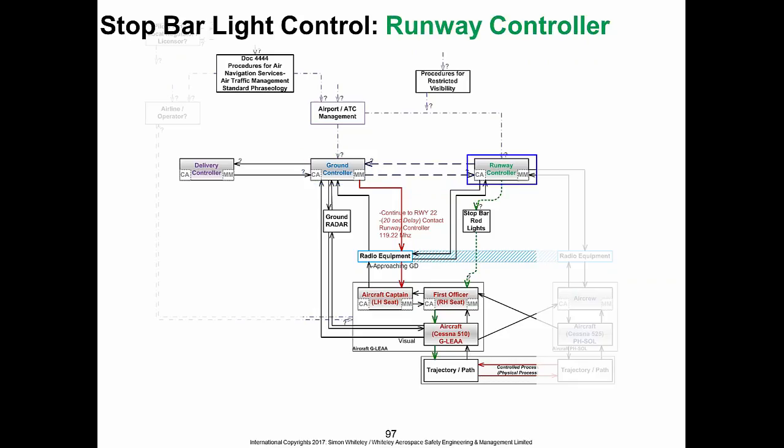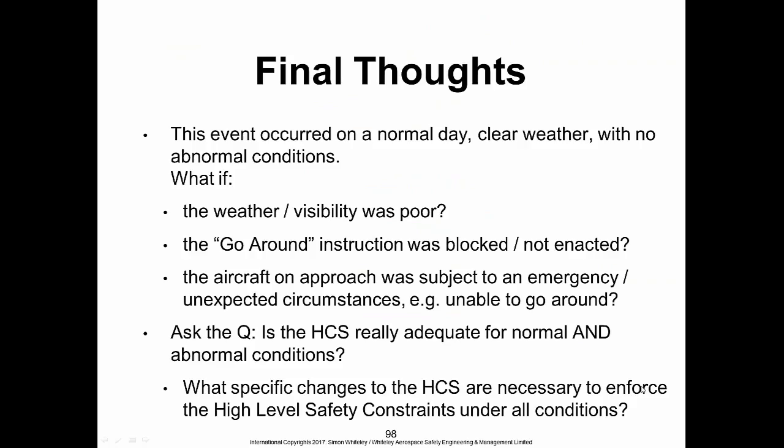Now, if the stop bar lights were under the control of the runway controller, then even if the ground controller made a mistake, it didn't really make any difference because the stop bar lights are under the control of the runway controller. And the reason I'm showing you these two control structures is to show there is a difference in the hierarchy. There's a difference in how the control actions are passed and received. And so this control structure, this architecture, is not as safe as this architecture, if that makes sense. Okay, final thoughts. We're really near the end now.